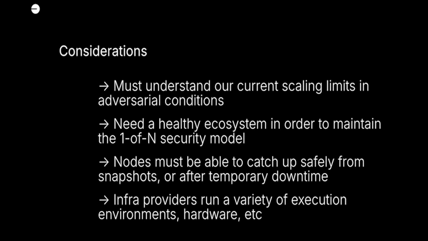It's important to recognize that we're concerned the most about our scaling limits in the most adversarial conditions. So what does the worst case block or transaction pattern look like? And while we have a nice security model as a rollup of 1-of-n, it's only really useful if there are other people running nodes safely. So we want to make sure that we have a pretty good template for all of our ecosystem partners in order to run a node safely that can stay up and sync from our snapshots.